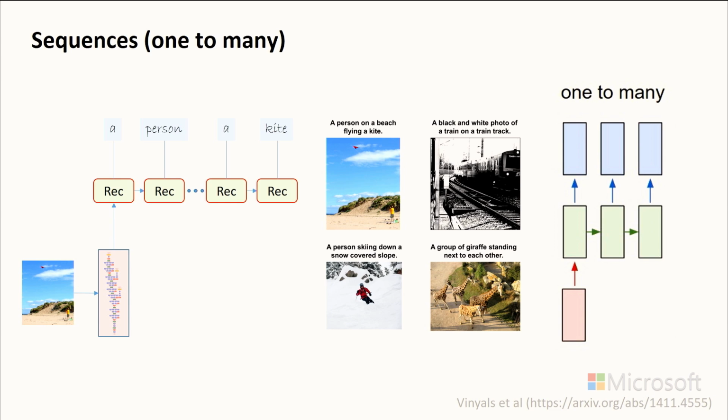Here are some of the examples that you can find: a person flying a kite on a beach, this is a train, and the fact that this is a black and white photo can be recognized by these types of models. There's a person skiing down the slope and there's a bunch of giraffes standing next to each other. All of these are texts that are generated from these images by a model like this. Details can be found in this particular literature that you have at the bottom of the screen. And this concludes our module 6.